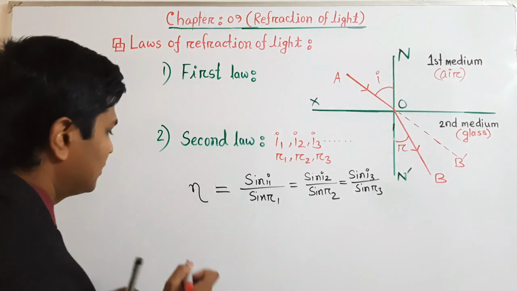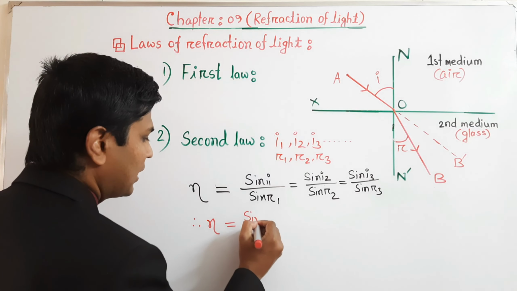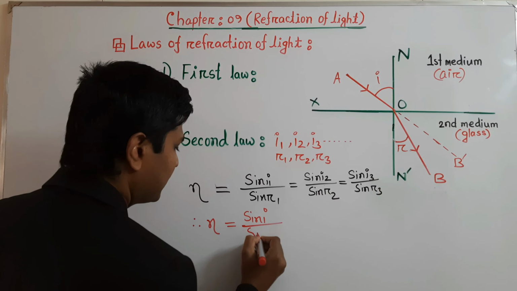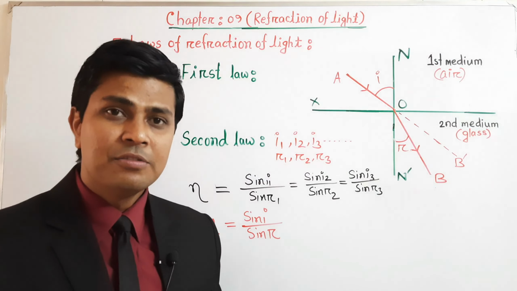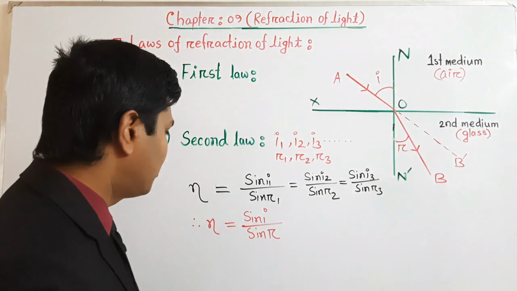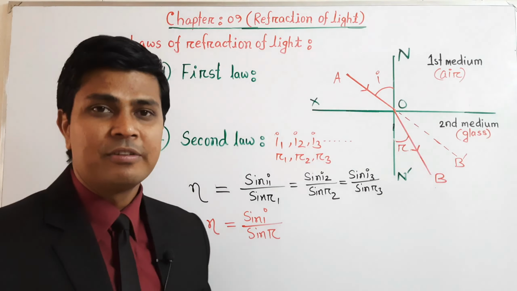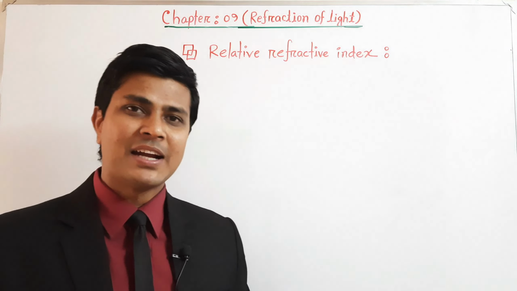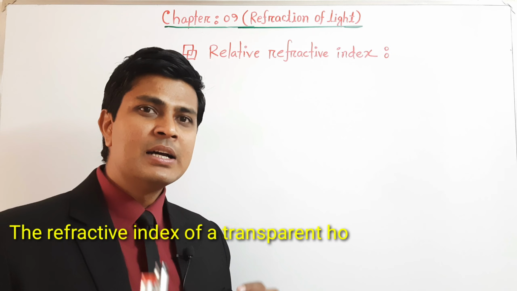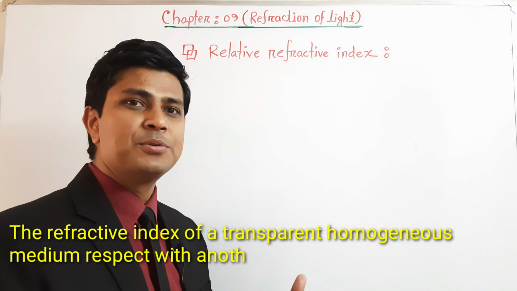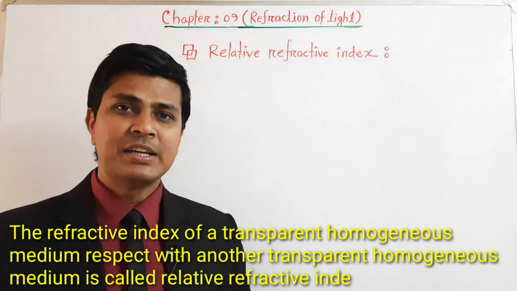So the formula of refractive index will be eta equals sine i divided by sine r, and this is the formula of refractive index. If you observe this formula, then you can see here refractive index depends on the angle of incidence i and the angle of refraction r. Relative refractive index. Relative refractive index means the refractive index of a transparent homogeneous medium compared to another transparent homogeneous medium. It's called relative refractive index.